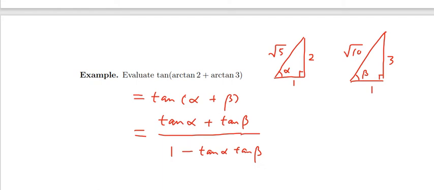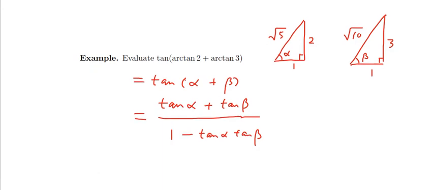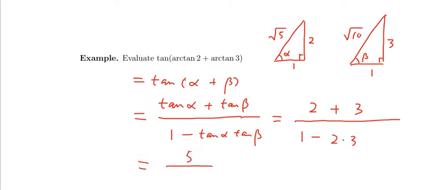Okay, so now we apply the formula. So what is tangent alpha? Tangent alpha is 2. What is tangent beta? Tangent beta is 3. Then 1 minus, so what is tangent alpha? 2. What is tangent beta? 3. So we find the numerator equals 5, and the denominator is 1 minus 6, negative 5, right? So it equals negative 1.